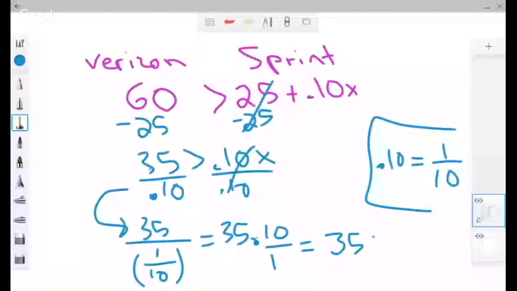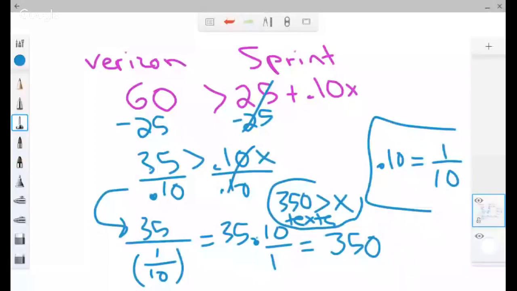So that'd be 350. So what you'd want to say here is, so we'd say x less than 350 texts, right? So I kind of ran out of room here, but what you'd want to say is something along the lines in words, since it has a context of that: do less than 350 texts in order for Sprint to be a better deal, right? In order for it to be cheaper, okay? So that would be your setup there for that one.